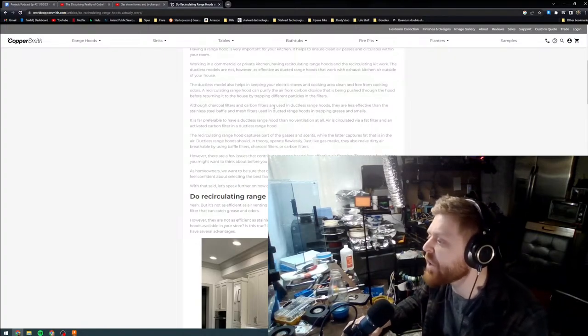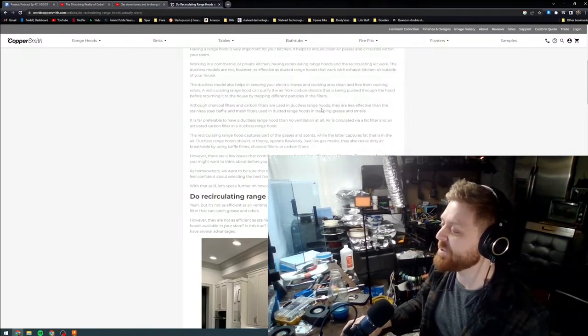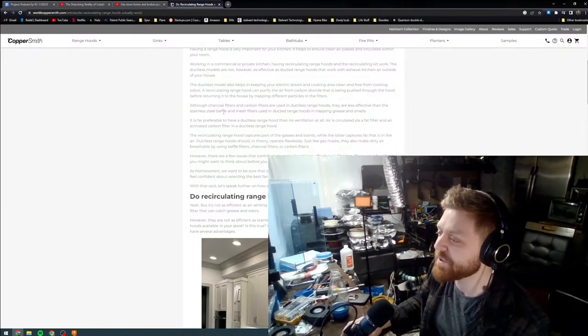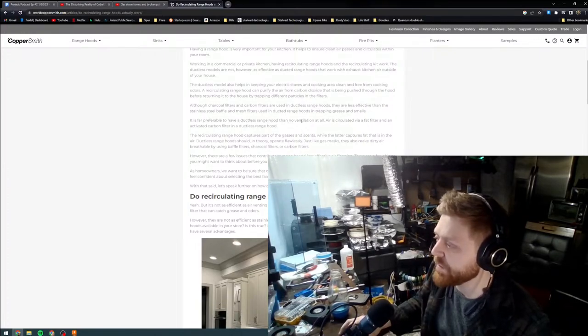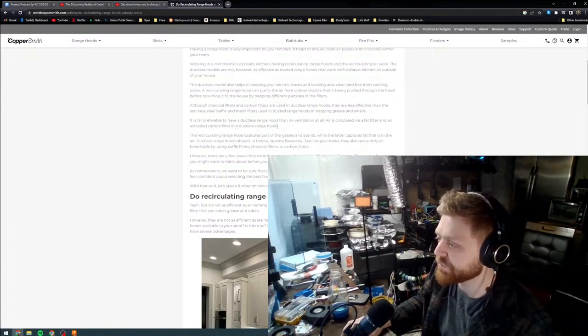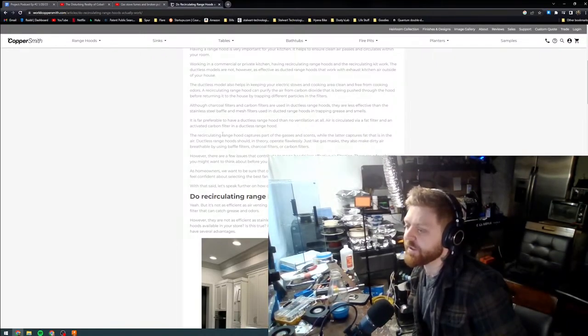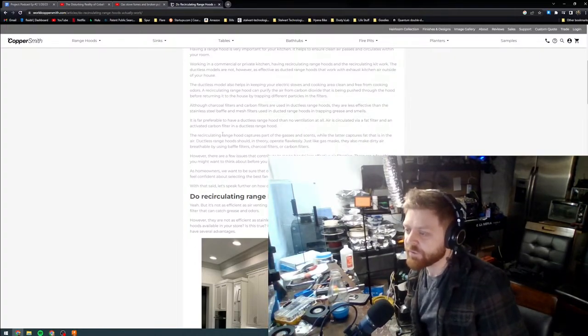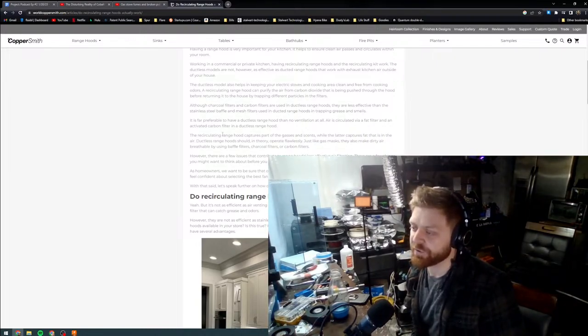Although charcoal filters and carbon filters are used in ductless range hoods, they are less effective than the stainless steel baffle and mesh filters used in ducted range hoods in trapping grease and smells. It is far preferable to have a ductless range hood than no ventilation at all. Air is circulated via a fat filter and an activated carbon filter in a ductless range hood. The recirculating range hood captures part of the gases and scents, while the latter captures fat in the air. Ductless range hoods should, in theory, operate flawlessly, just like gas masks. They also make dirty air breathable by using baffle filters, charcoal filters, or carbon filters.